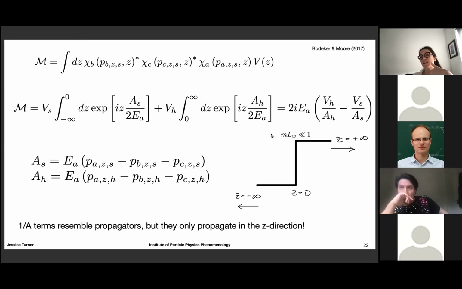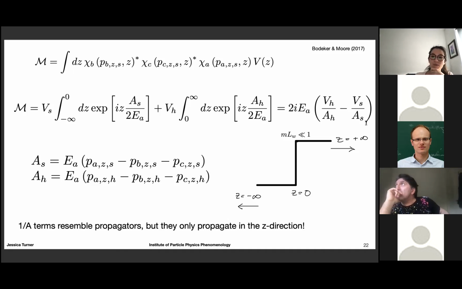So there's some normalization factor of i, then you have the difference of the vertex function in the broken phase, denoted by VH, over AH, minus the analogous term in the symmetric phase. So to summarize, these AHs and ASs in the matrix element tell you about the fact that the bubble breaks Z translation invariance. Whereas VH and VS, as we're going to see, come from the nature of the interaction itself.